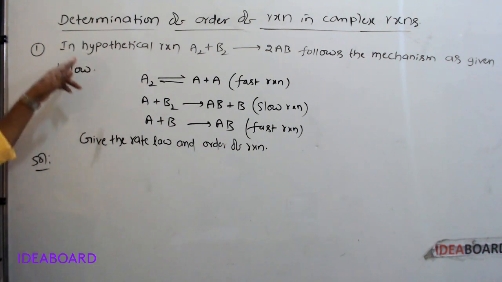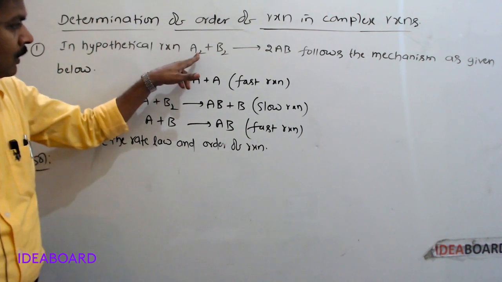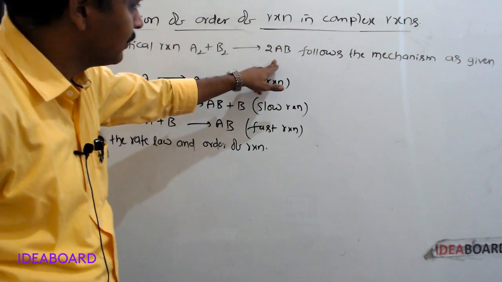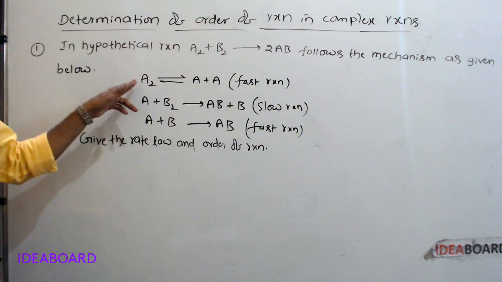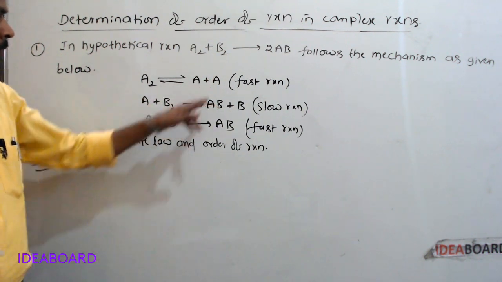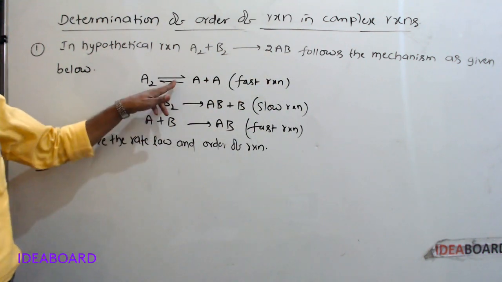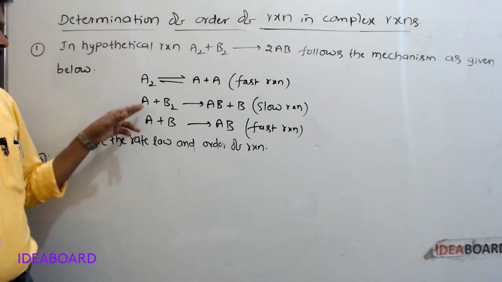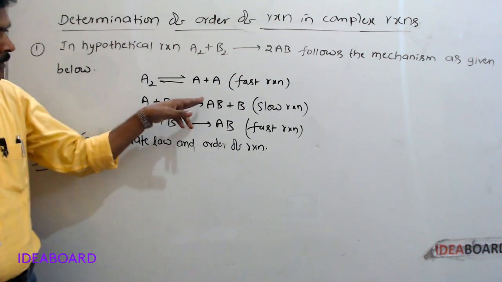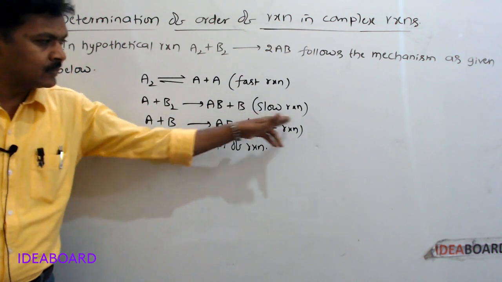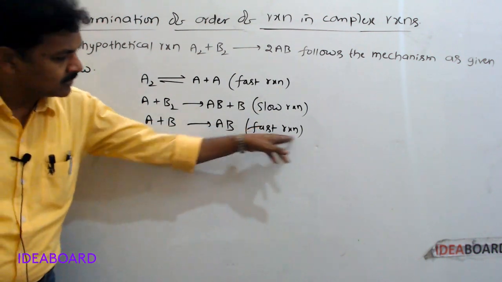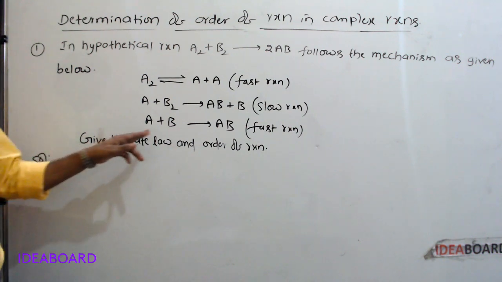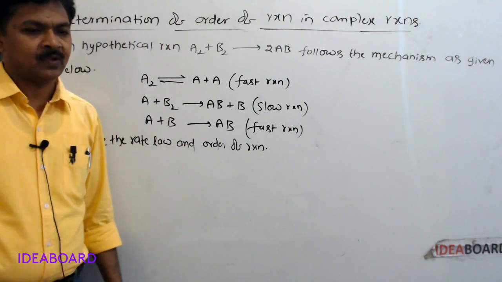See this one. In a hypothetical reaction, A2 plus B2 gives rise to 2AB, which follows the mechanism as given below. A2 gives rise to A plus A, fast reaction, and this is a reversible reaction. Next step, A plus B2 gives rise to AB plus B. This is a slow reaction. Next, A plus B gives rise to AB, fast reaction. Give the rate law and order of reaction.